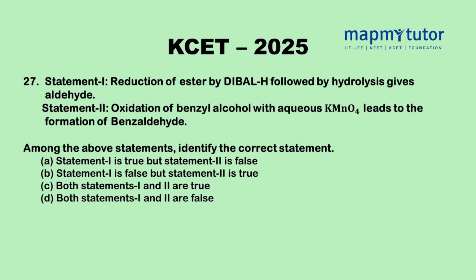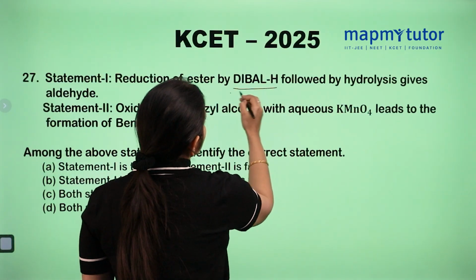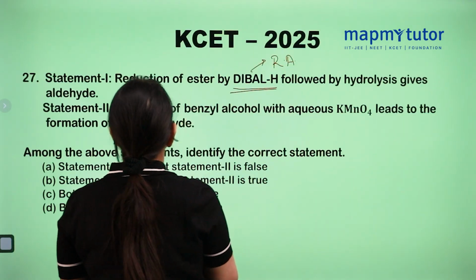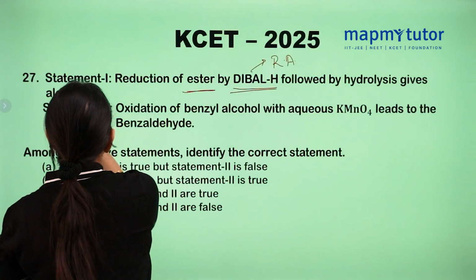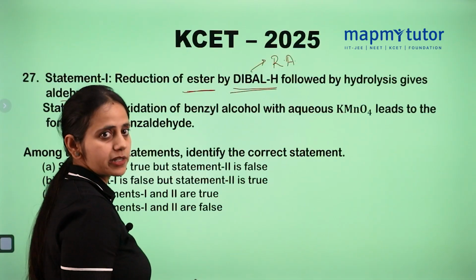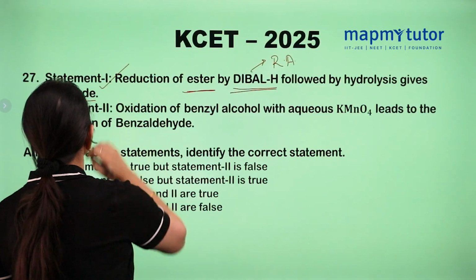Statement 1. Here we need to tell which is the right statement: out of these two, or both are correct. Statement 1 says, reduction of ester by DIBAL-H followed by hydrolysis gives aldehyde. Yes, this is true. DIBAL-H is a reducing agent, and it reduces ester into aldehyde under controlled condition, at minus 78 degrees Celsius. So this is a right statement.